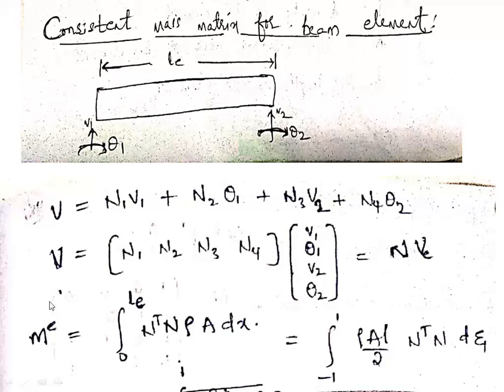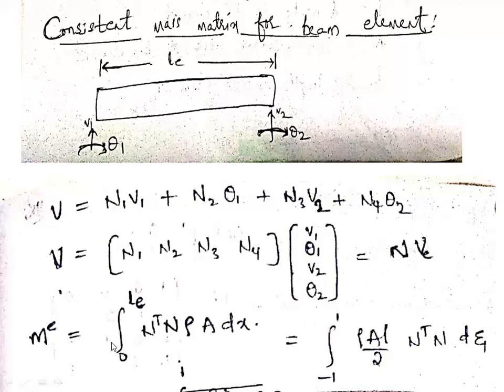And let us recall the consistent mass matrix, called Me, which is equal to the integral from 0 to Le of N transpose N rho A dx. So apply this consistent mass matrix formula for the beam also. Here the dx can be replaced, with respect to L, by L by 2 into d zeta. Substitute here and rewrite this integral equation: integral from minus 1 to 1 of rho A L by 2 N transpose N d zeta. See here, there are two formulas.